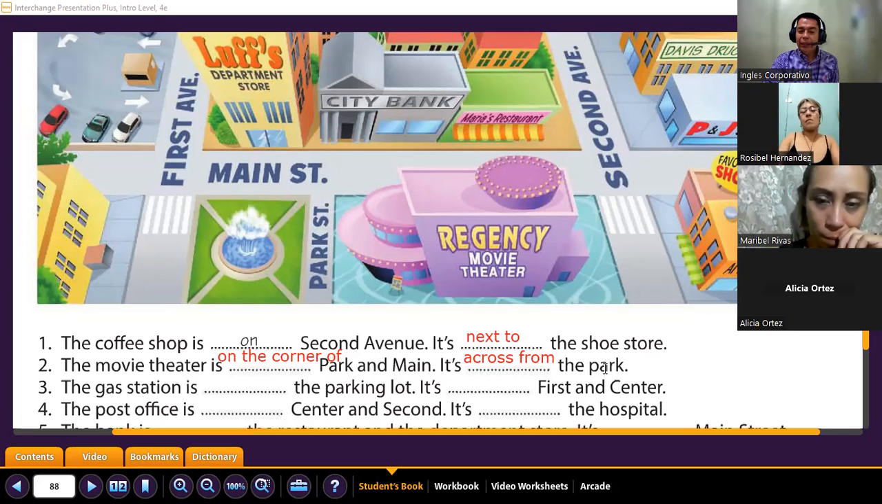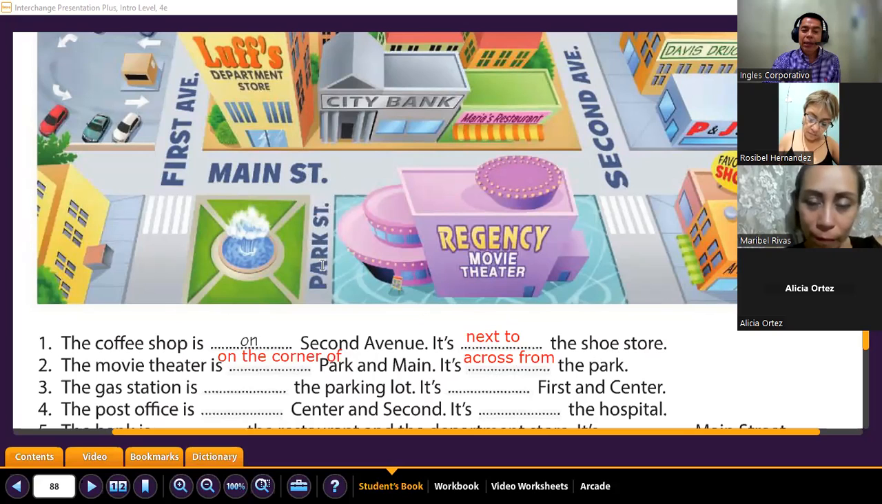Es que son un poco complicadas las instrucciones, ¿verdad? Porque next to es a la par. On the corner. Es que tenemos la calle que se llama Main Street y la calle del parque. Estas dos convergen aquí en la esquina. Por eso dice on the corner of Park and Main. Y luego el parque está enfrente de él, across from the park. ¿Ok? Good. Voy a borrar esto. Maribel, ¿ya lo tenemos? Sí, teacher, ya, gracias. Si no entienden, díganme. Está difícil. Lo vamos a borrar.